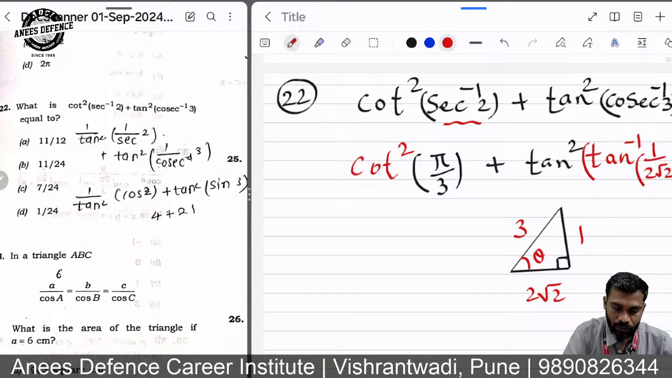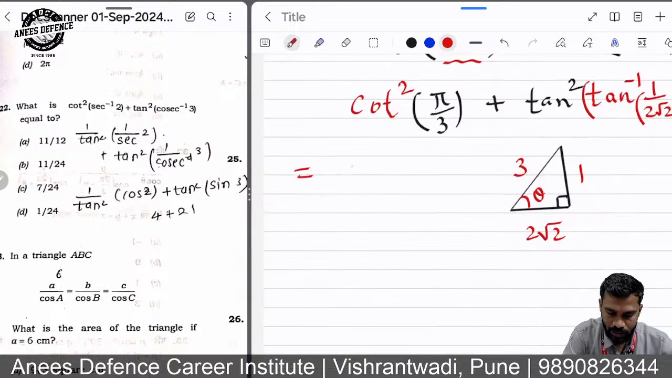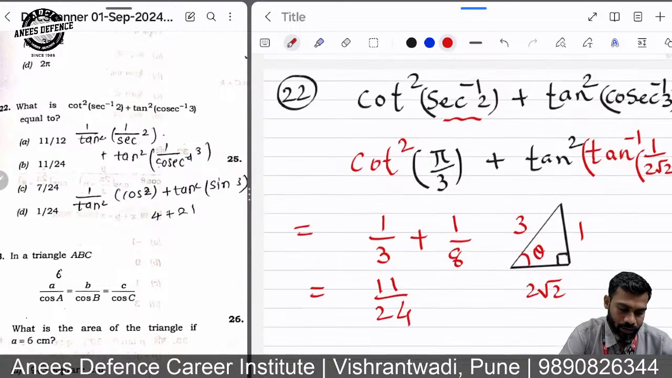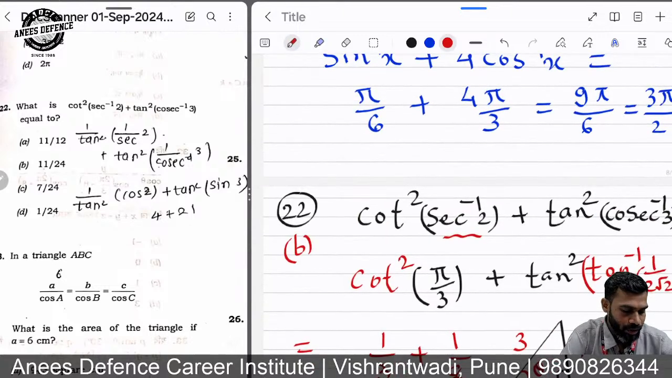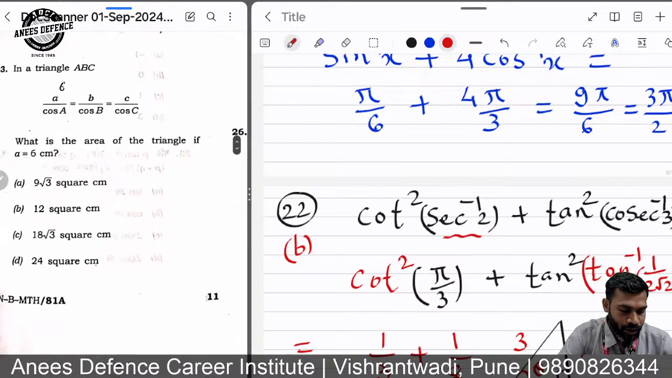What is cot pi by 3? Cot pi by 3 is 1 by root 3, so 1 by root 3 square is 1 by 3. And here tan inverse and tan will get cancelled, so we are left with 1 by 2 root 2 whole square, that will give you 1 by 8. If you simplify this, you will get 11 by 24, which is option B. So B is the right answer for question number 22. Now let us move to the next question.